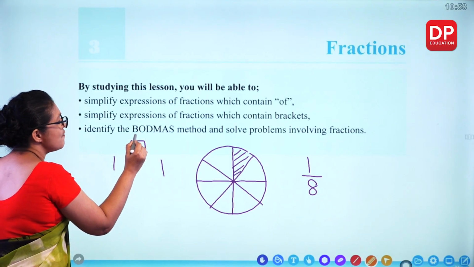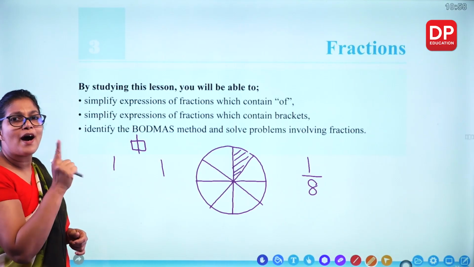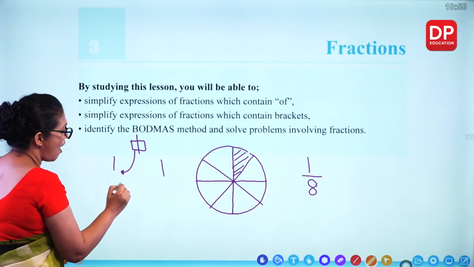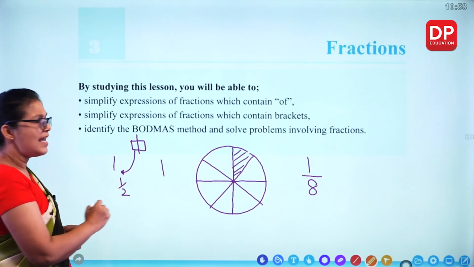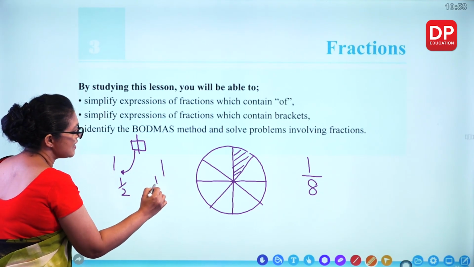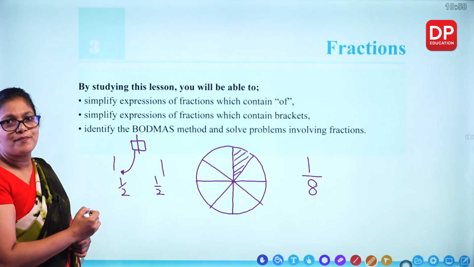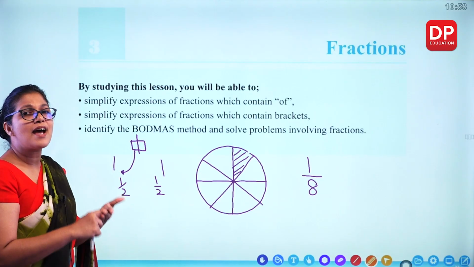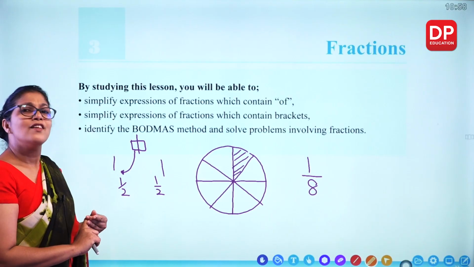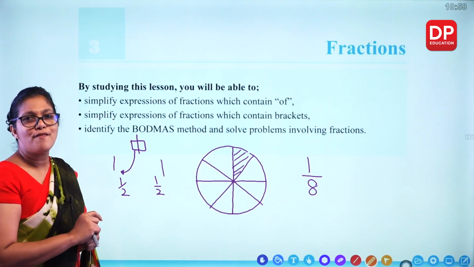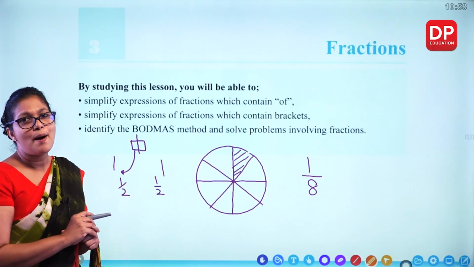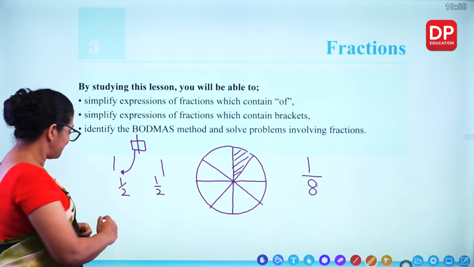We need to divide it into 2 parts equally so that you get half of the toffee and your friend gets half of the toffee. So you get 1 and a half. One toffee plus another half of a toffee. So there also you get fractions. So it's really important to study about fractions.